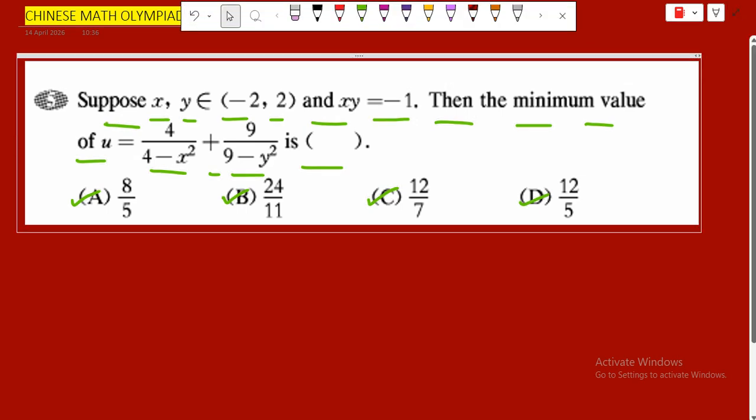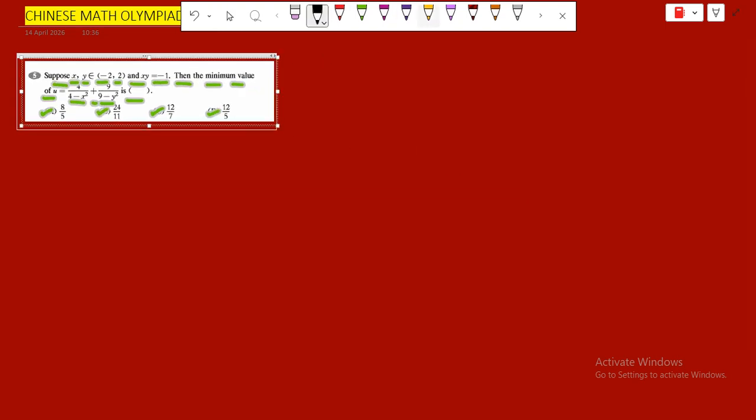So let's discuss this question. Given x, y belong to (-2, 2) and xy is what? Minus 1, and we have to find the minimum value of u. Okay, so two variables, conditions, fractions, squares. This is not just a question, it's a full family problem. But we don't cry, we will reduce this family into one single person.